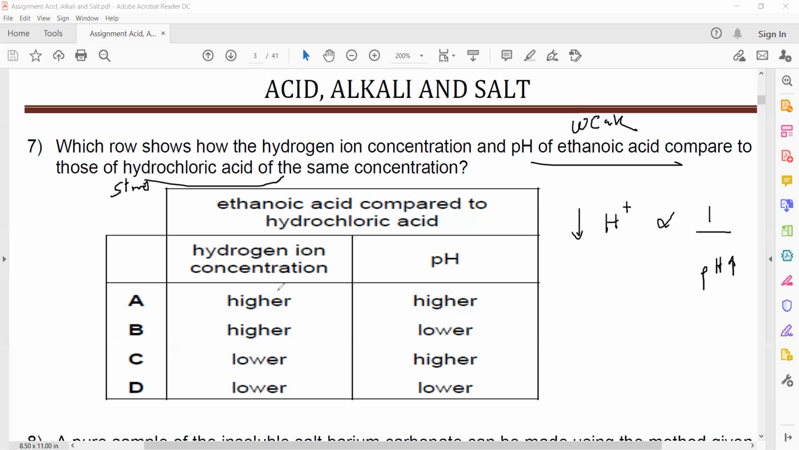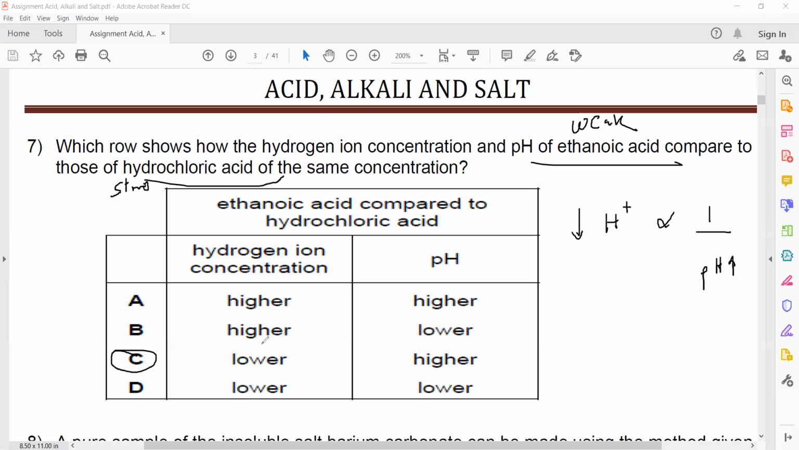So what could be the answer? C will be the right answer. Ethanoic acid is a weak acid, so it contains a smaller number of hydrogen ions. As it contains fewer hydrogen ions, it will have a higher pH. Is it clear?